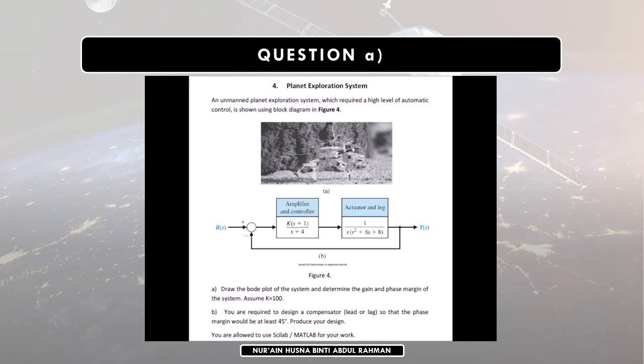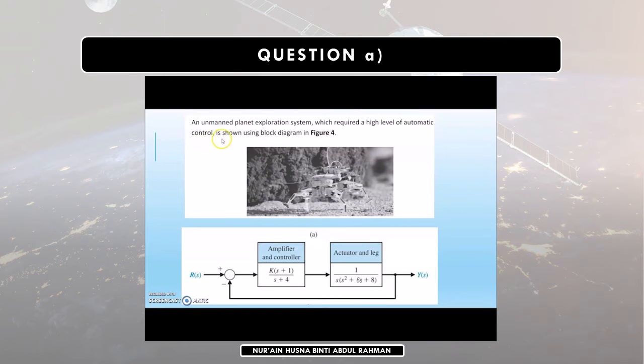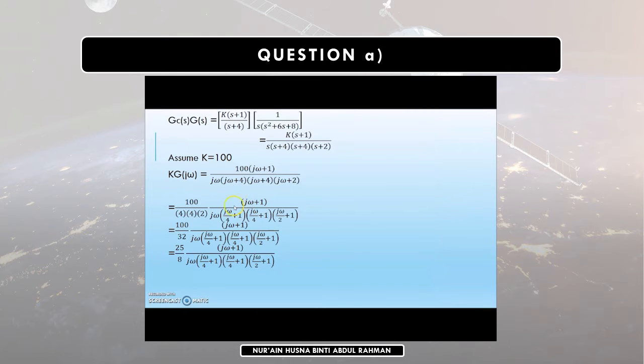Assalamualaikum. My name is NUR'AIN HUSNA and about planet exploration system, an unmanned planet exploration system which requires a high level of automatic control is shown using a block diagram in figure 4. Given the block diagram, amplifier and actuator, the equation for amplifier is K(S+1)/(S+4), and the equation for actuator is 1/(S^2+6S+8).